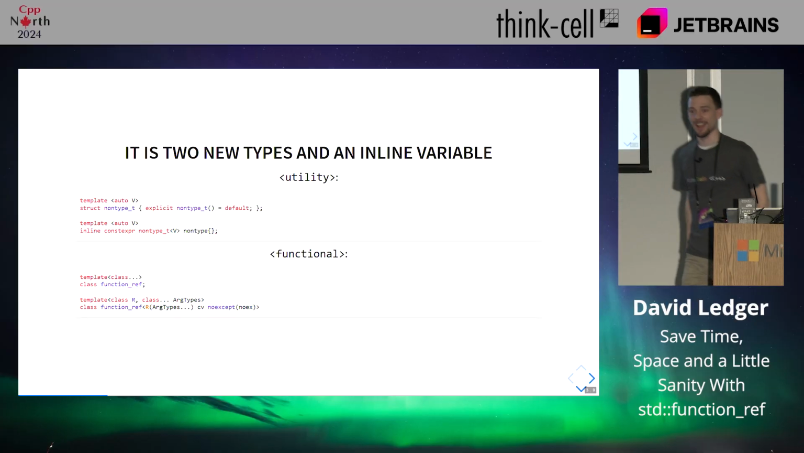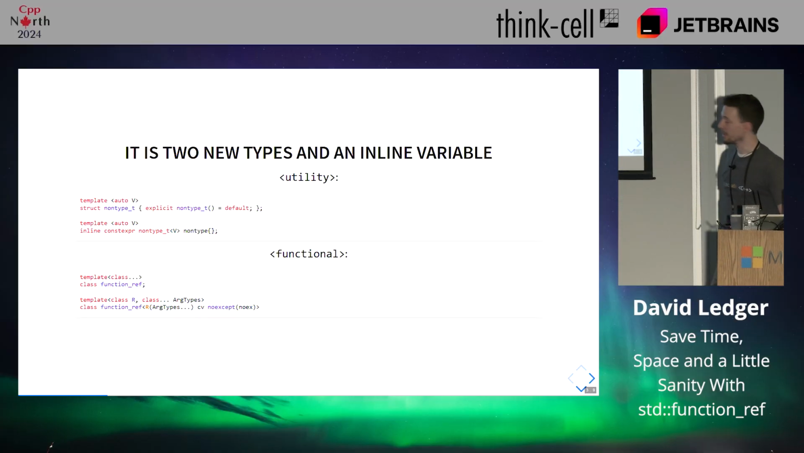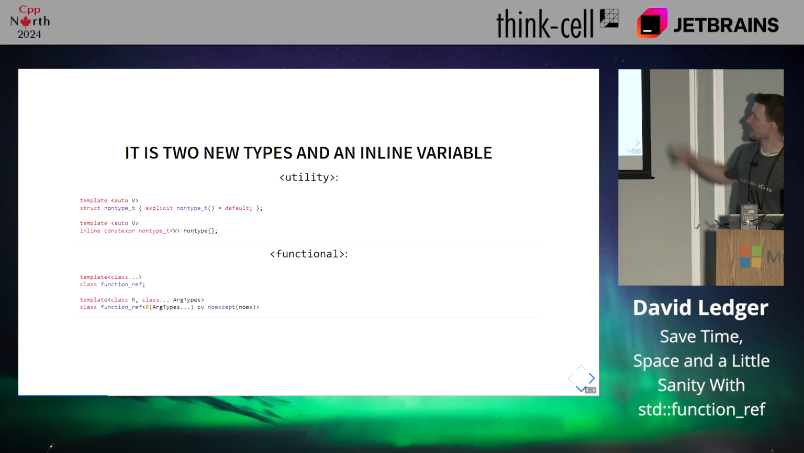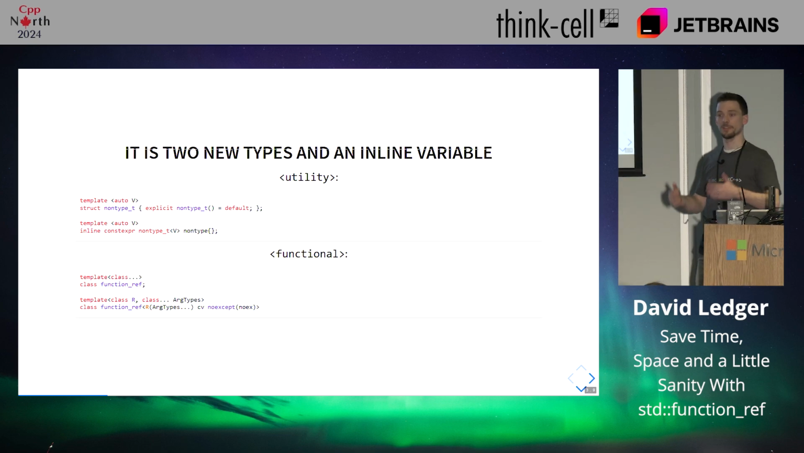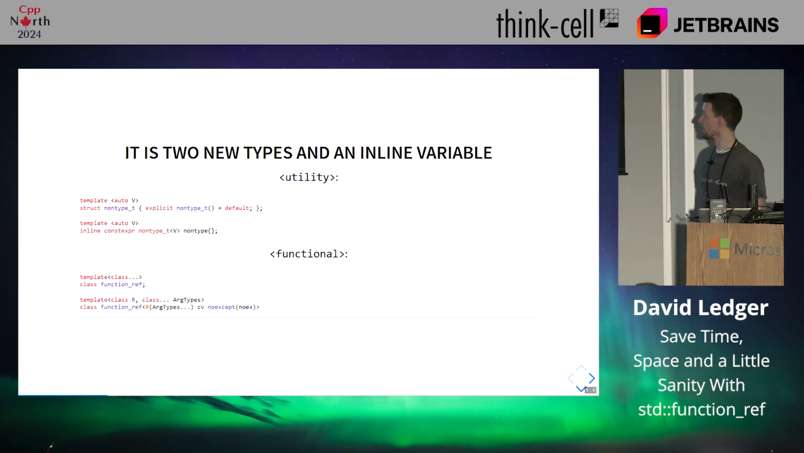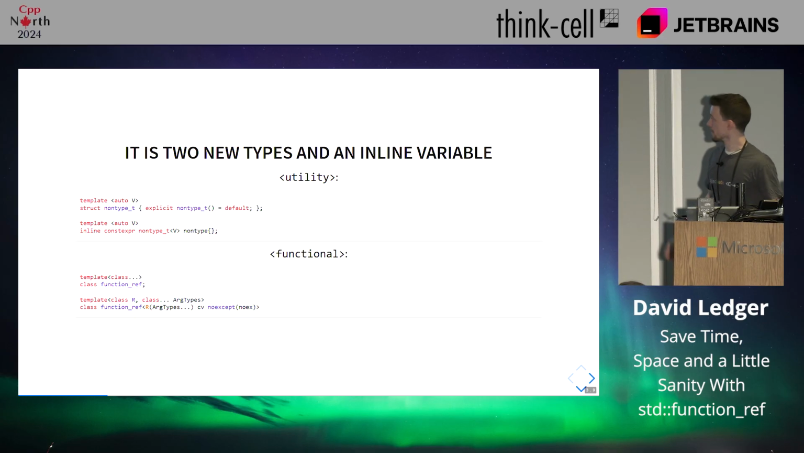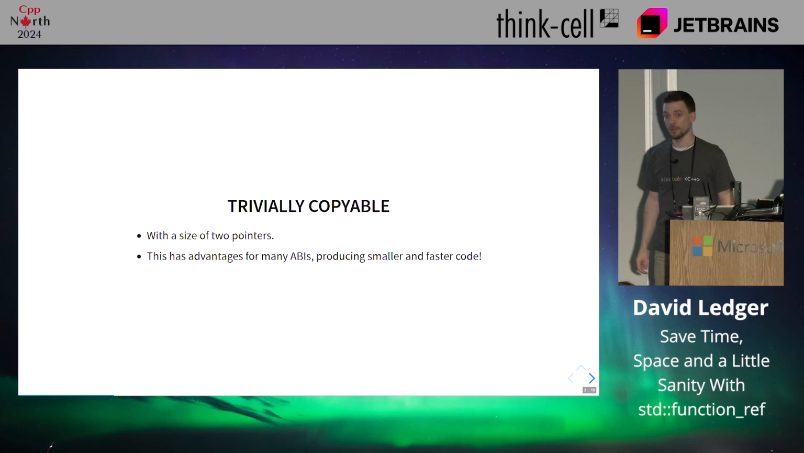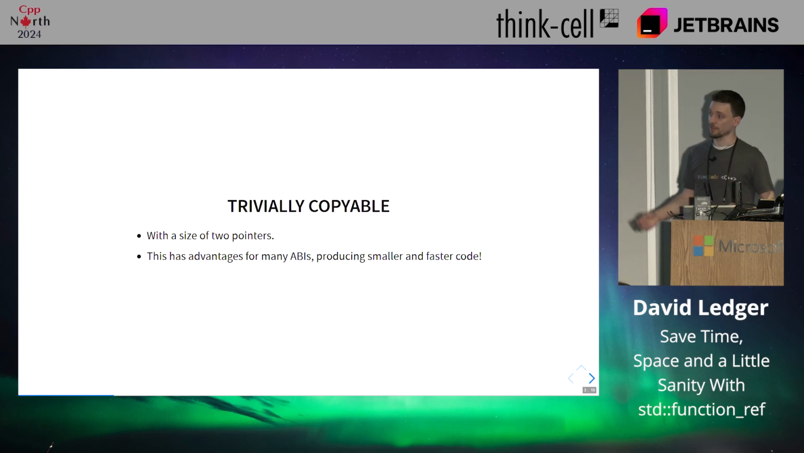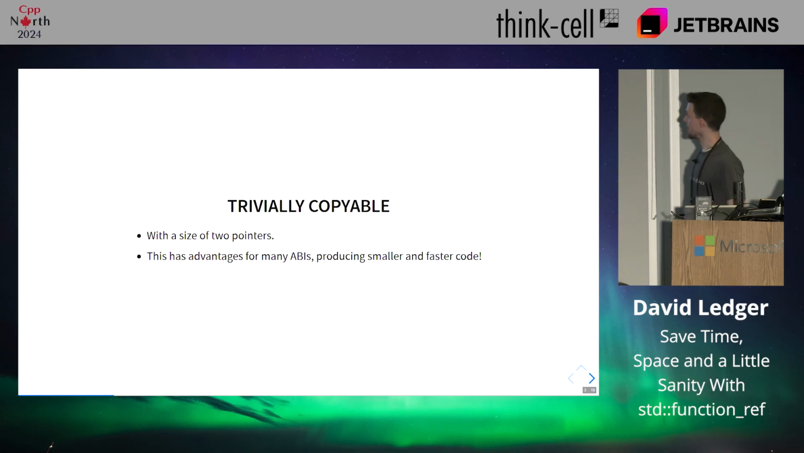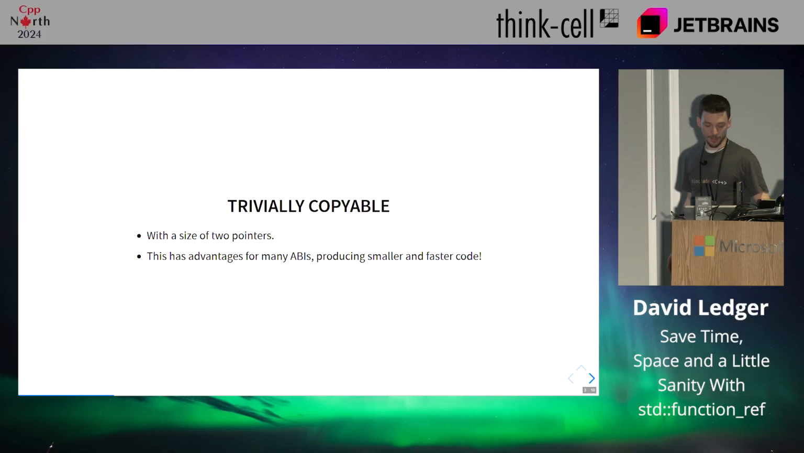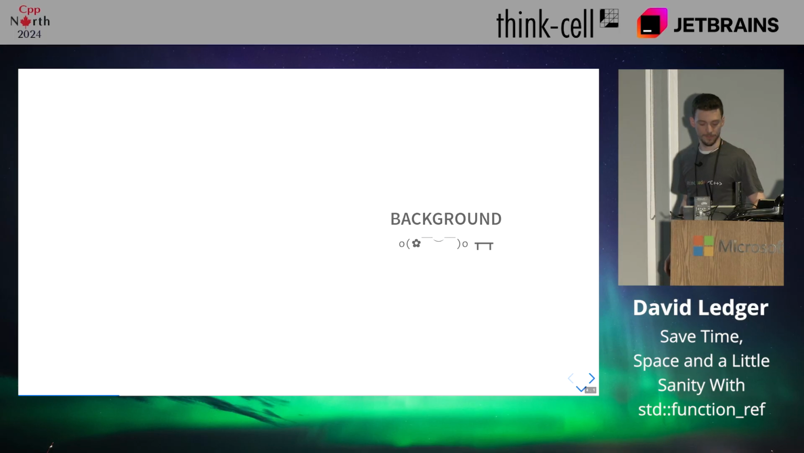It's two new types and an inline variable. We will get a type in the utility header, non-type, and standard function ref in the functional header. The non-type in the utility header is used to pass a non-type template parameter into some of the constructors of function ref. Function ref is just one of these specializations here. It's trivially copyable, which gives it some great performance characteristics. This has advantages, being able to pass through registers in some APIs, and it produces very small and fast code. It is the size of 2 pointers, which is really fantastic. It wasn't going to be at some points.